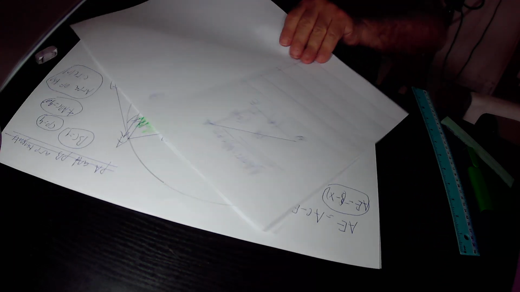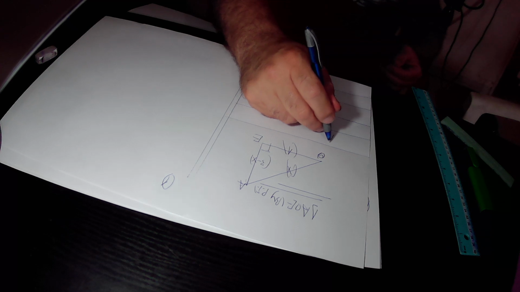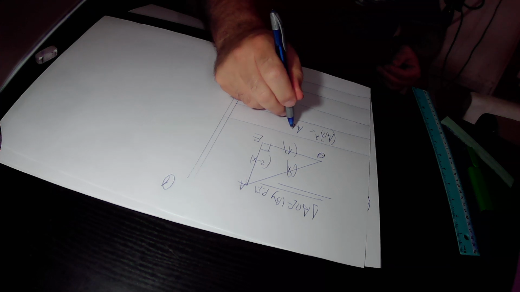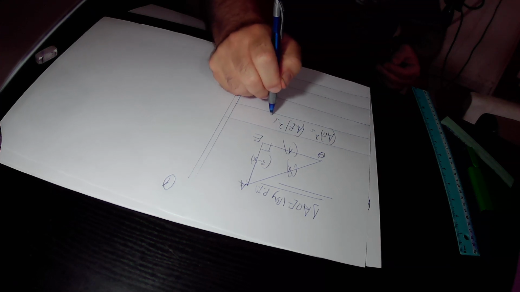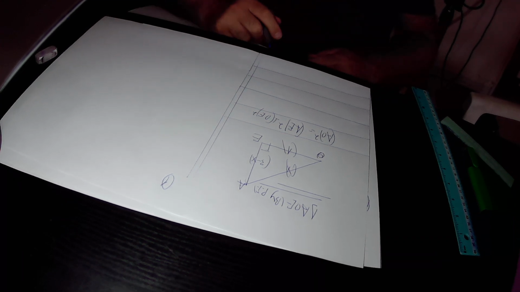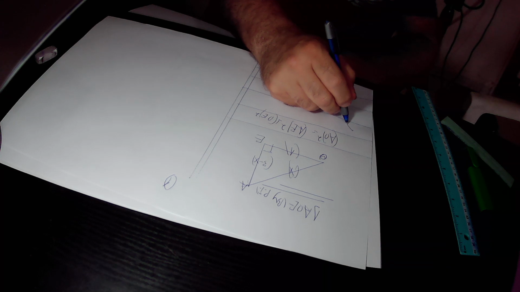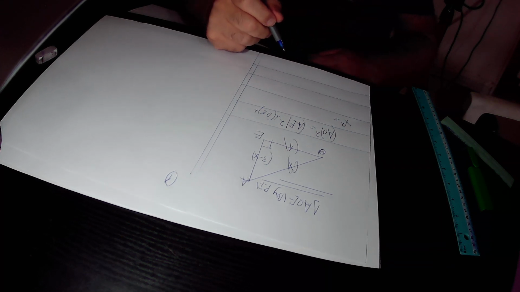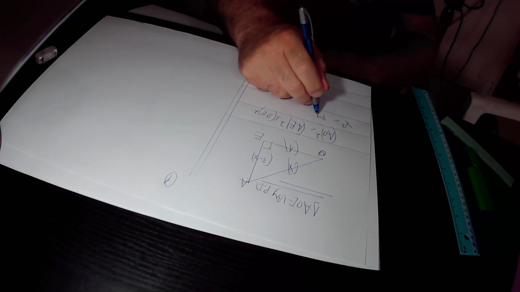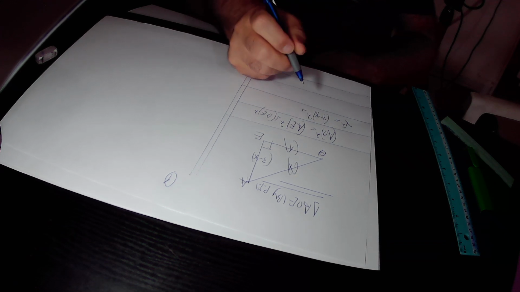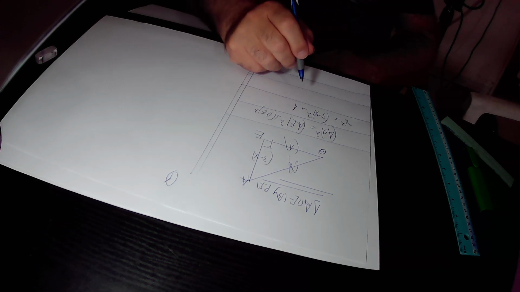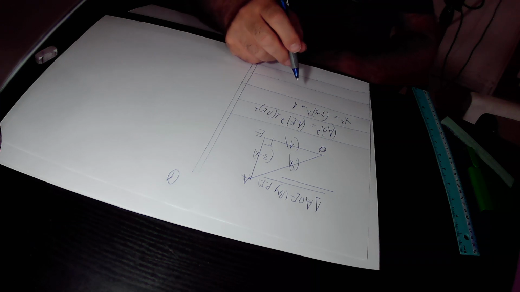AO squared, that is the square of the hypotenuse, equals AE squared plus OE squared. AO is x, therefore AO squared is x squared, and it equals AE squared. AE is 3 minus x, therefore AE squared is (3 minus x) squared, plus OE squared. OE is 1, therefore OE squared is 1 squared, that is 1. So in conclusion, we found out that x squared equals (3 minus x) squared plus 1.